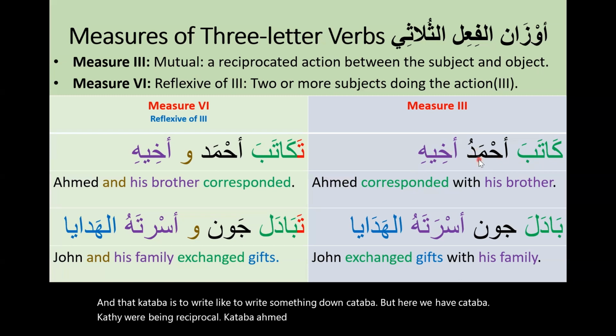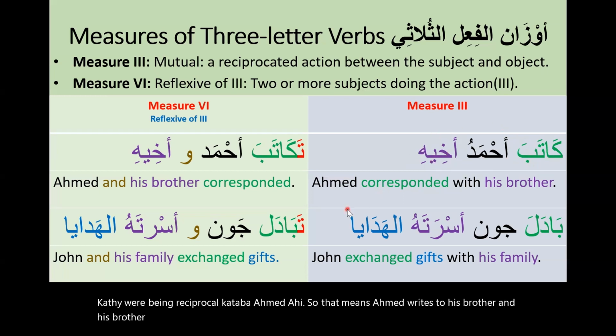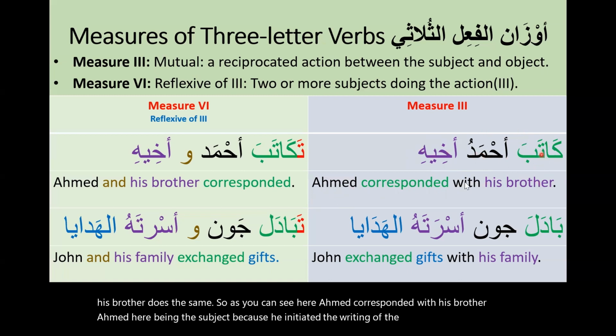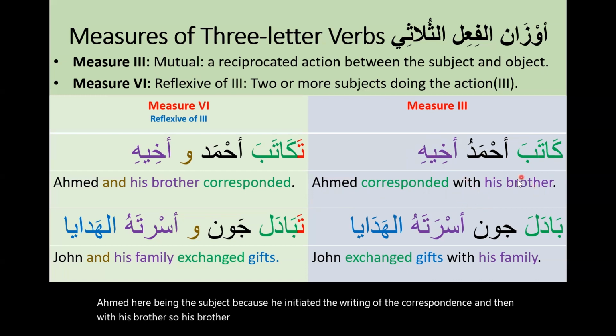So that means Ahmed writes to his brother, and his brother does the same. So as you can see here, Ahmed corresponded with his brother. Ahmed here is the subject because he initiated the writing or the correspondence, and then with his brother. So his brother here is the object of the sentence.